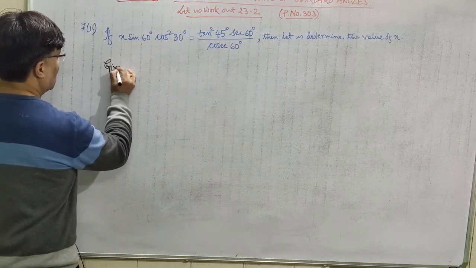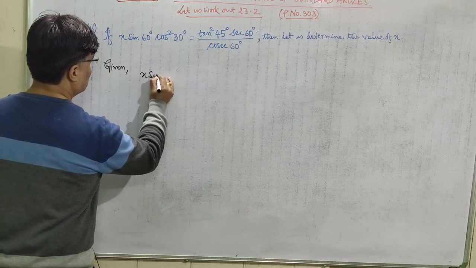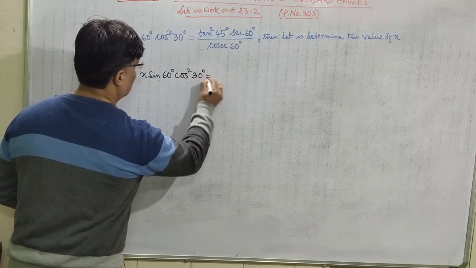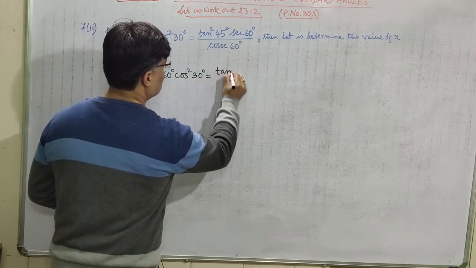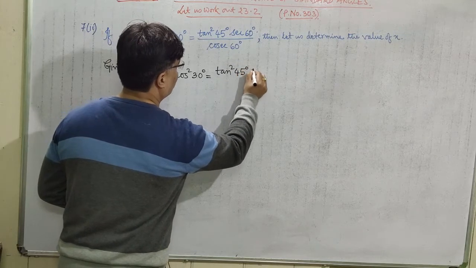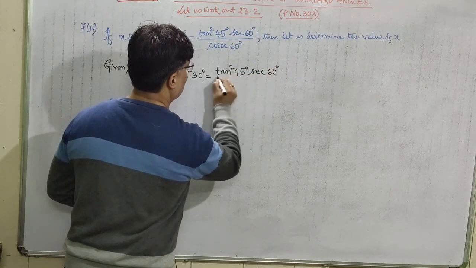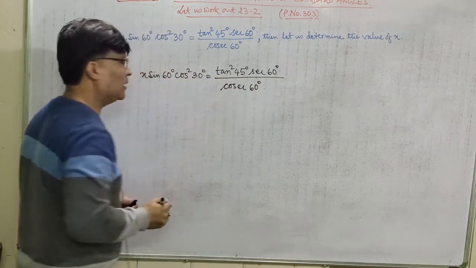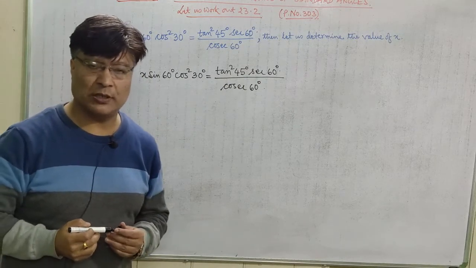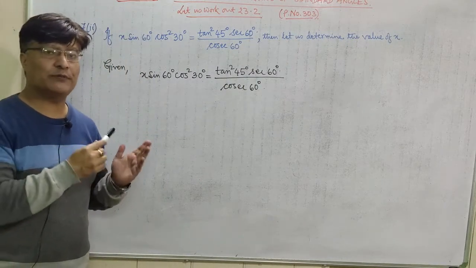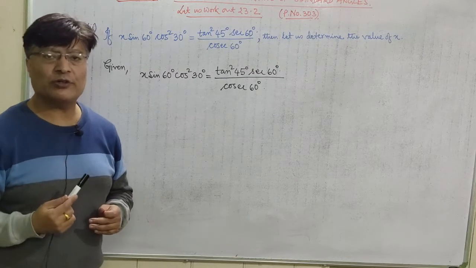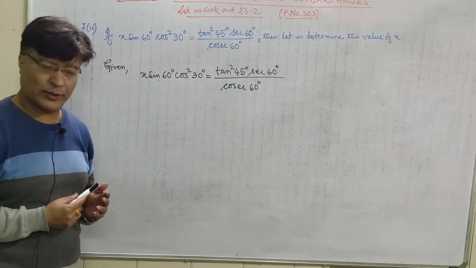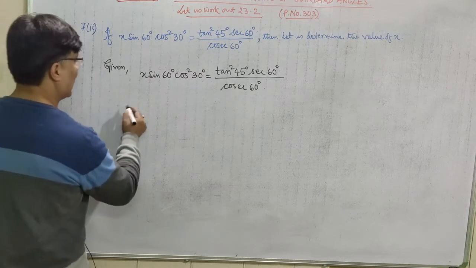So here also given is x sine 60 degree cos square 30 degree is equal to, now this is tan square 45 degree, this is your sec 60 degree divided by cosec 60 degree. Okay, now you have to substitute the value of trigonometrical ratios of these standard angles. So if you don't know the values, you can refer that table which we had done in the last online classes. Okay, so now let us put those values now.